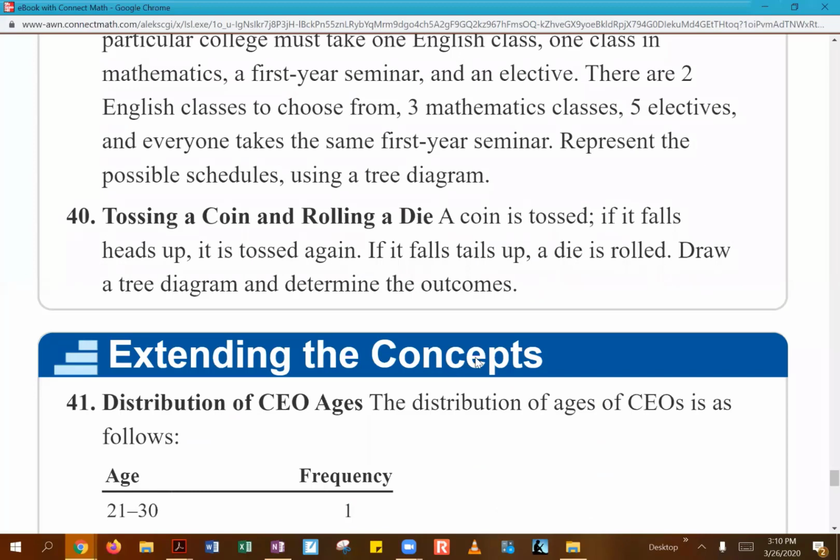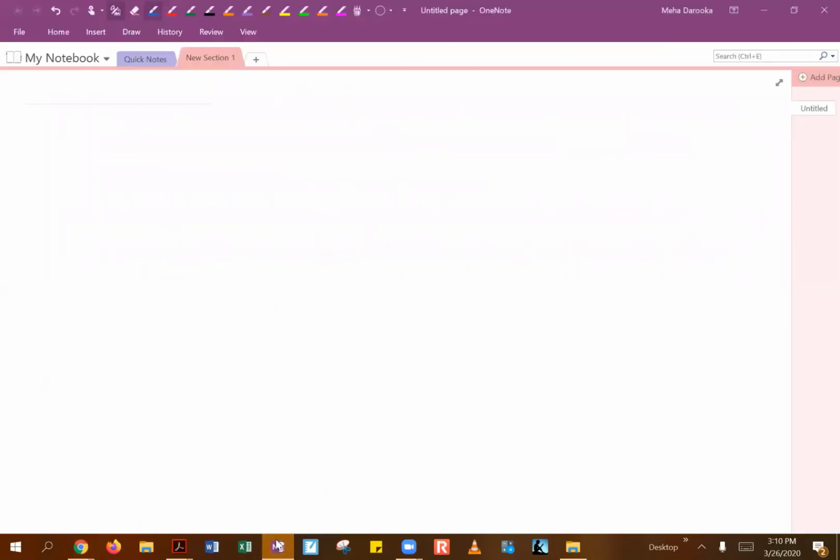Okay, guys, so let's look at this example number 40 from your textbook, section 4.1. So this is basically asking us to come up with a sample space using a tree diagram. So this one is basically saying, let's say you're starting out by tossing a coin. So if the coin falls heads up, you toss the coin again. If the coin falls tails up, then we roll a die, okay? So let's take a look at this example here.